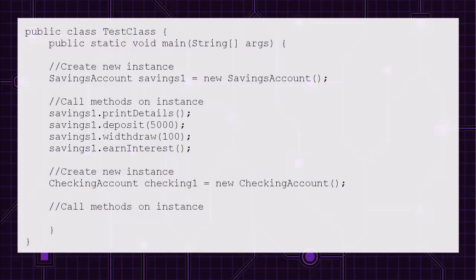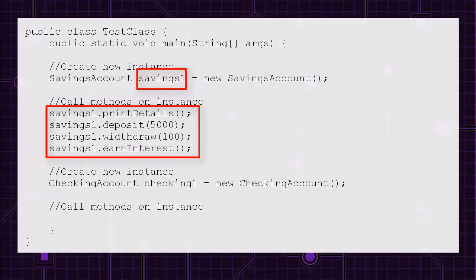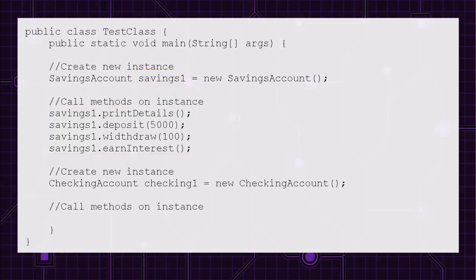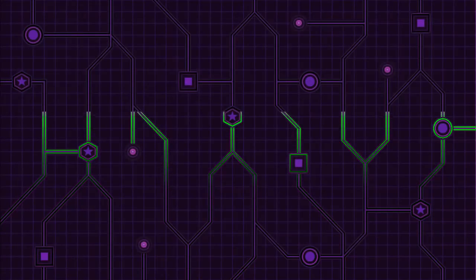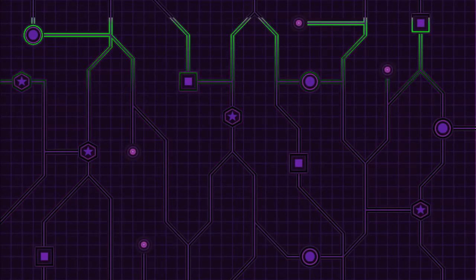You're also given a test class. It contains a special main method. This is where your Java code starts executing. It creates instances of savings accounts and checking accounts. For example, savings1 is the name of a savings account instance. Once an instance is created, you can call methods on that instance. Play around with the main method to test your work on the checking account class. This lab should be a good confidence builder and a good ease into writing classes.